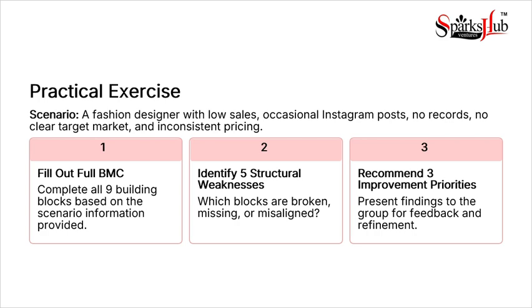Fill out a full business model canvas. A sample will be provided for you. Complete all the 9 building blocks based on the scenario information provided. Then next, you identify 5 structural weaknesses. Understand which blocks are broken, missing, or misaligned. Then recommend 3 improvement priorities. Present the findings in the group when you are done.